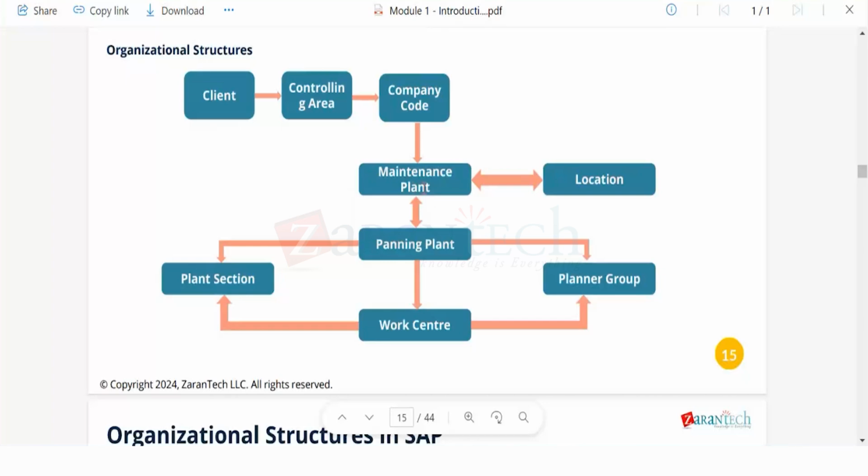Now we talk about this complete structure. This complete structure consists of two types of plants. One is maintenance plant and another is planning plant. What do you think will be the difference here in these two things? As the name suggests, the planning plant is doing the planning, and the maintenance plant is the one which is actually working. In case of planning plant, let me give you an example.